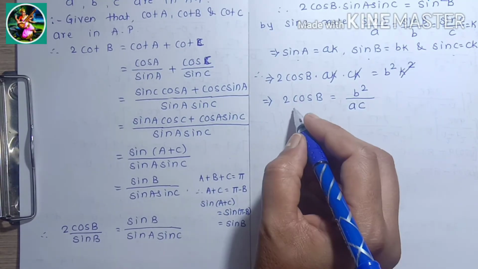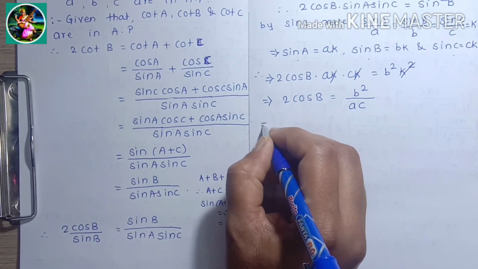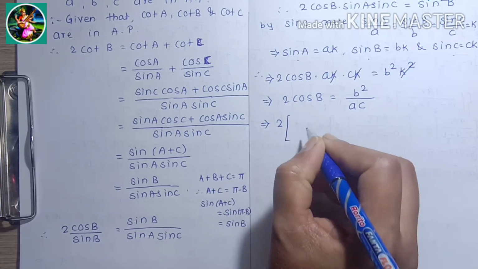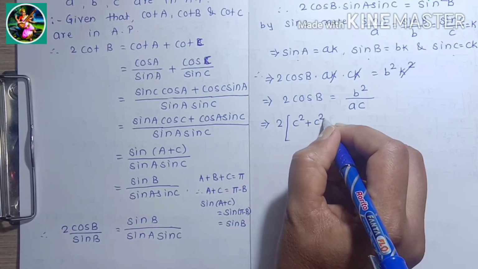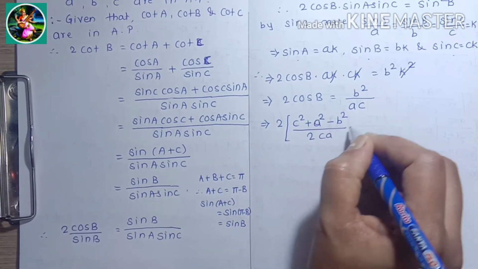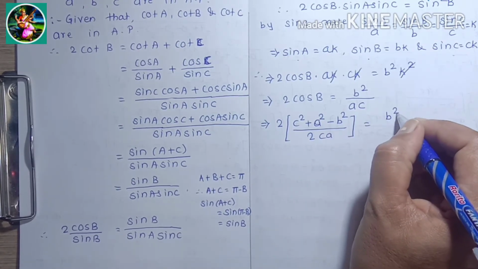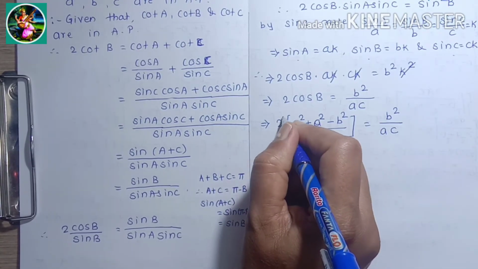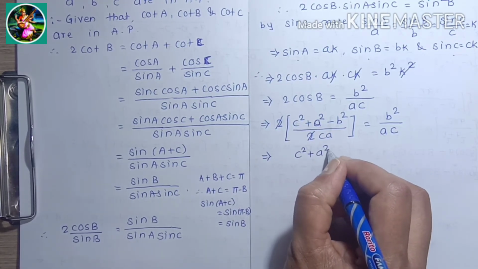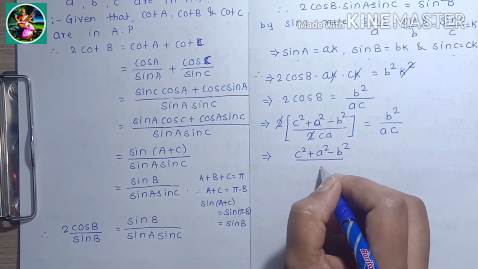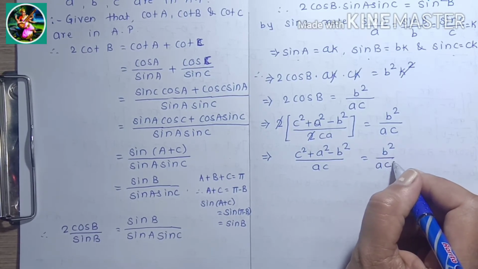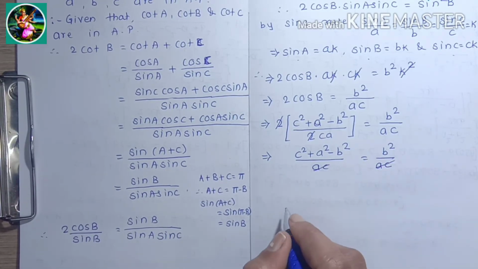Now if we substitute the value of cos B, here we get 2 times, by cosine rule, cos B is (C square plus A square minus B square) divided by 2CA, equal to B square divided by AC. Here the 2 gets cancelled. Remaining is (C square plus A square minus B square) divided by AC equal to B square divided by AC. Both the denominators AC get cancelled.